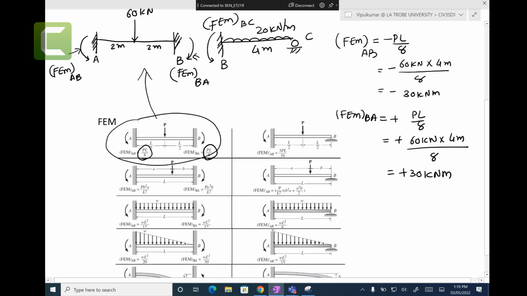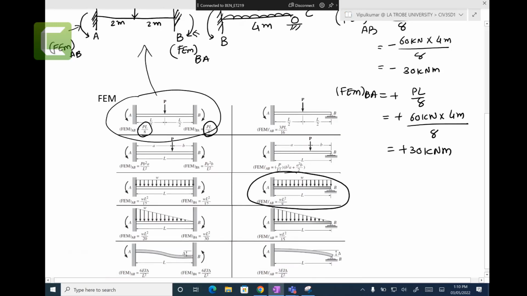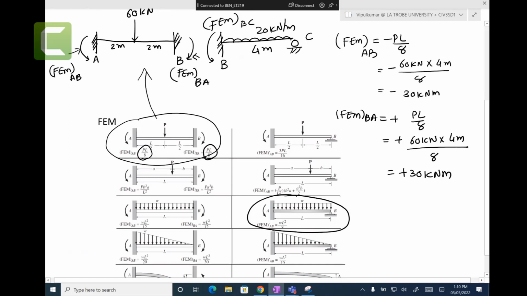All right, any questions there? Finding the fixed end moments. You can find the fixed end moments for any case that is given in your assignment. Just break it down. All right, fixed end moment BC. Which one should we take? We should take this one, I think. One side fixed, another side roller, 20 kilonewtons.